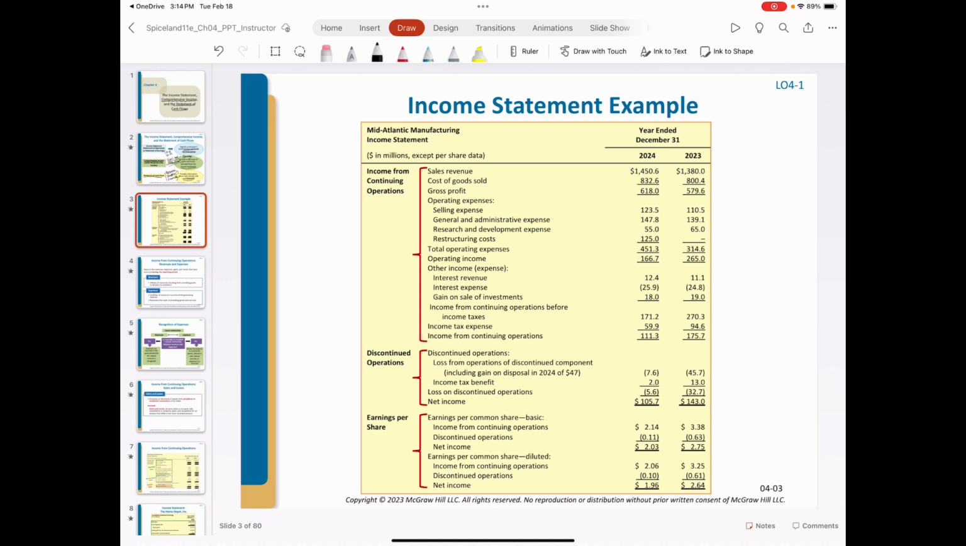This is an example of income statements. Usually the company reports 2 or 3 years of earnings. So the current year was 2024, 23 was the prior year. The 2 years of numbers provide us an opportunity to compare the change in each item. And the income statement starts from the sales revenue. As I said, this is the top line. The bottom line is earnings or net income.